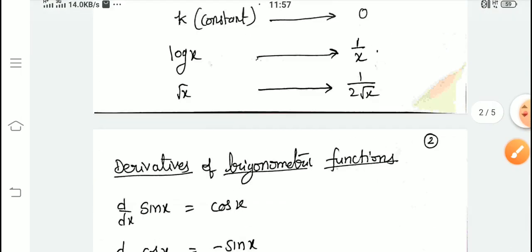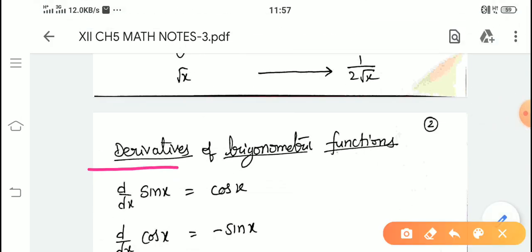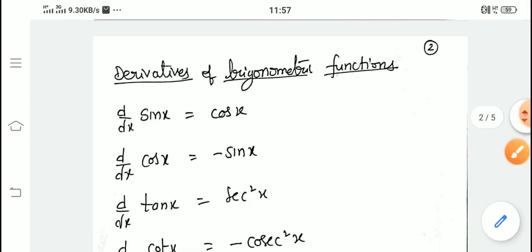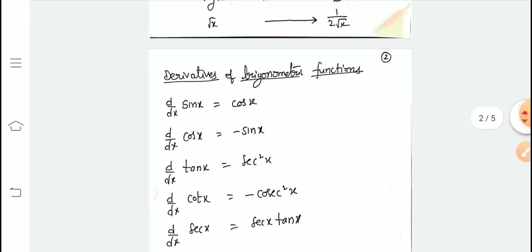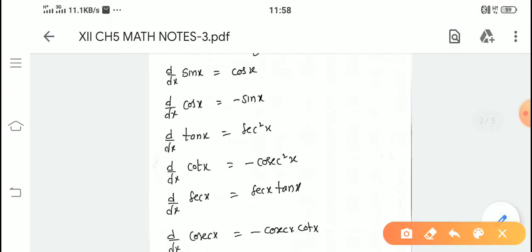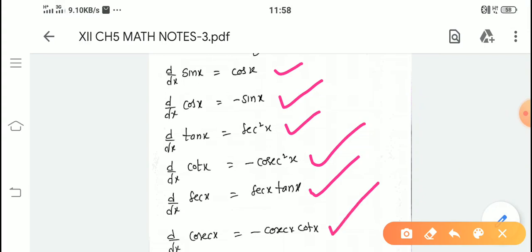Next thing is derivatives of some trigonometric functions. What is the derivative of sin x? Cos x. The derivative of cos x is minus sin x. Tan x is secant square x. Cot x is minus cosecant square x. Secant x is secant x tan x, and cosecant x is minus cosecant x cot x.